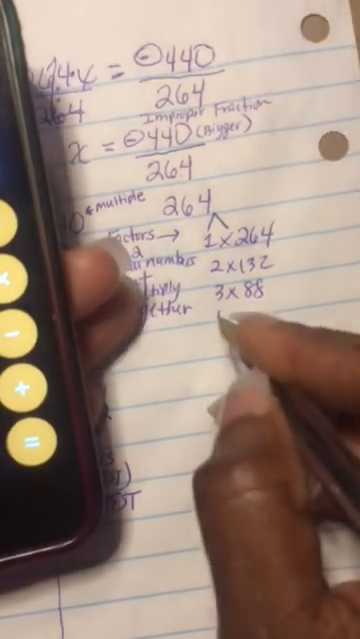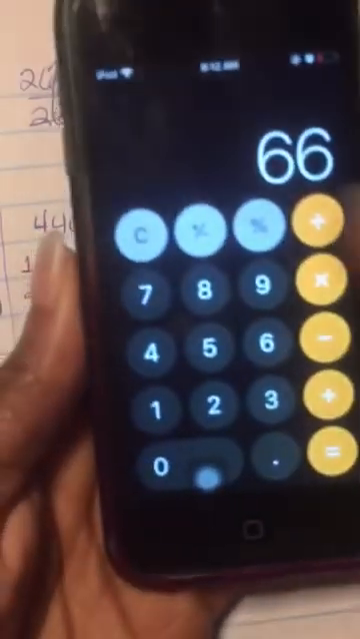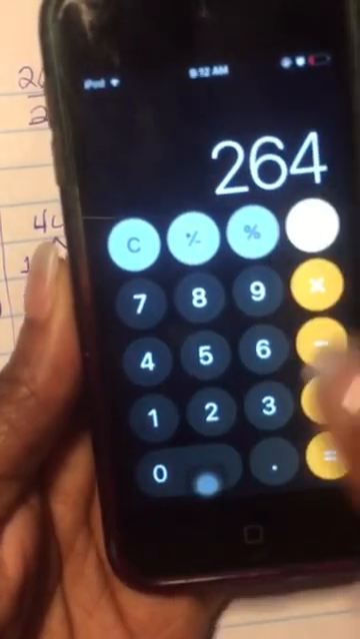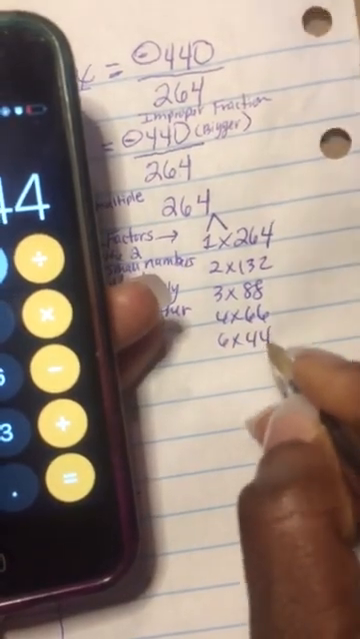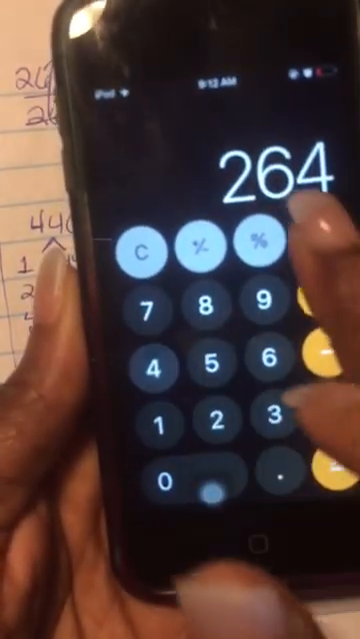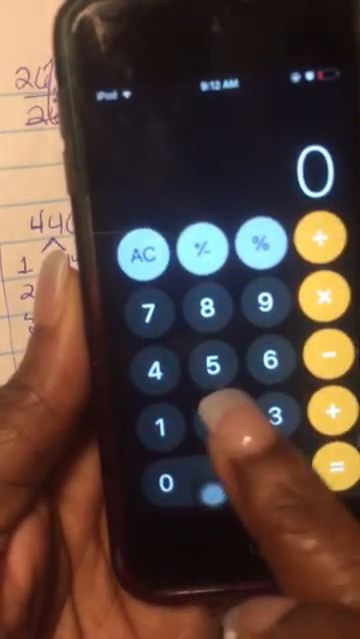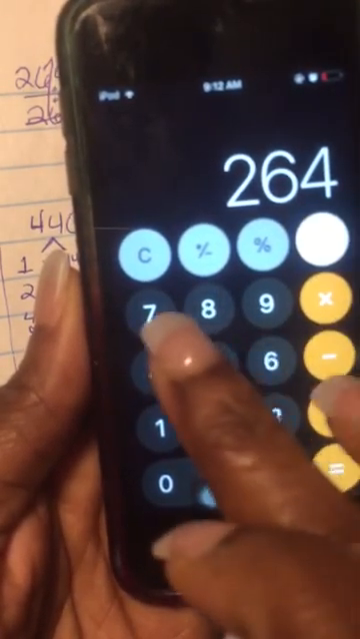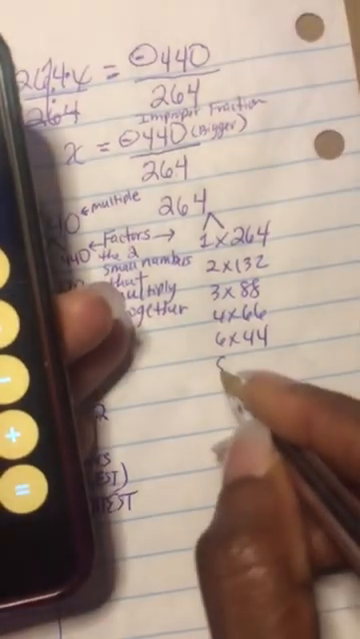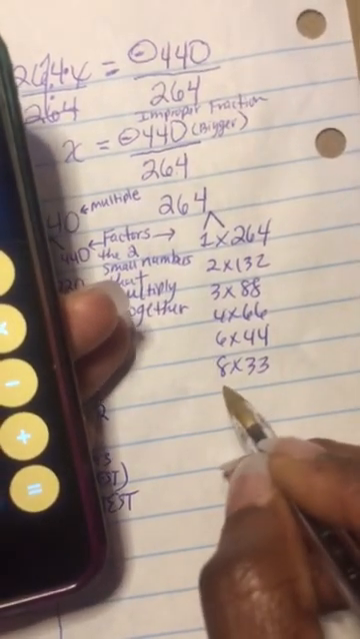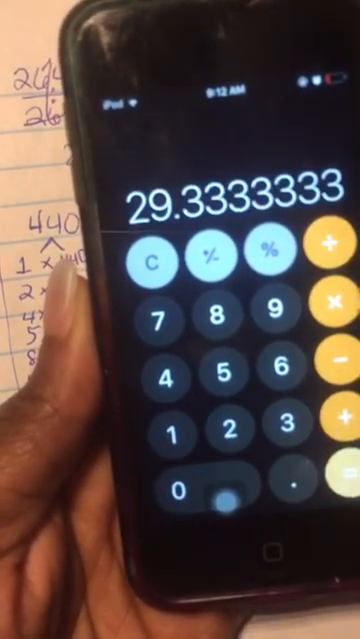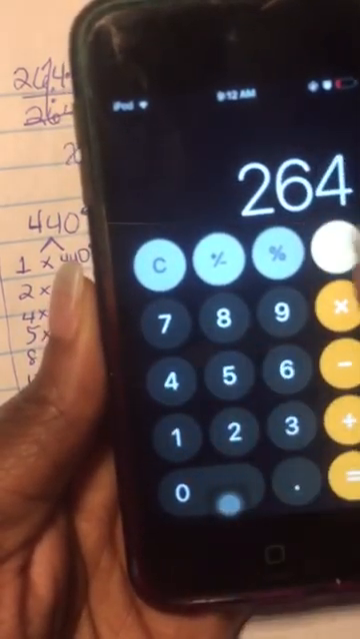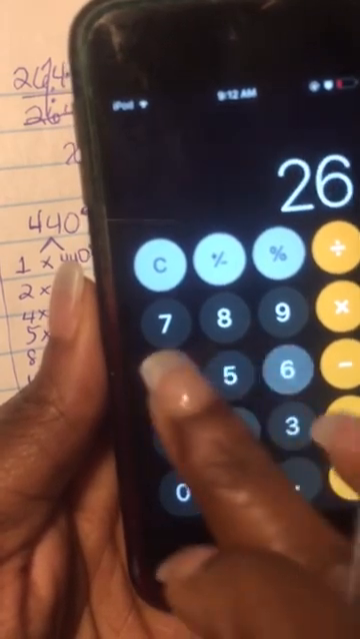4. These are all factors. 5 gives us a decimal. 6. 7 gives us a decimal. 8. Now we try the numbers between 8 and 33. 9, that gives us a decimal. 10 is going to give us a decimal.